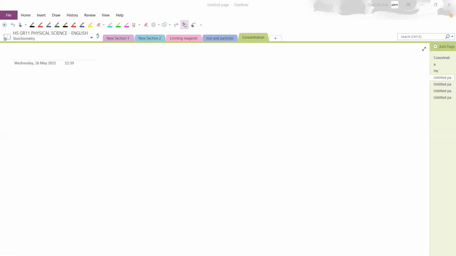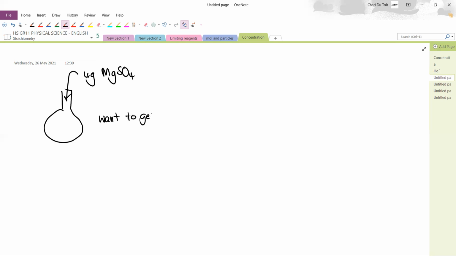I'm giving you a problem that you have to work out on your own. There's a flask. In that flask, we are adding 4 grams of magnesium sulfate. We want to achieve a concentration of 0.285 mole per cubic decimeter. That's the concentration that we are longing for, or try and get.